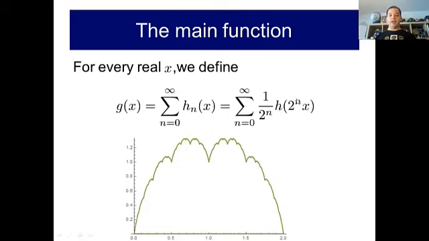H of 2 to the n times x divided by 2 to the n. We're adding all of them from 0 to infinity. And when you do, the graph looks like this. This is the graph of the function that we're talking about. It's continuous. You can see that it is continuous, right? You can sort of trace it with your pencil if you wanted to, but it's not differentiable.